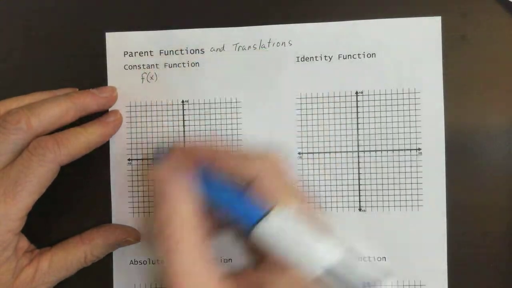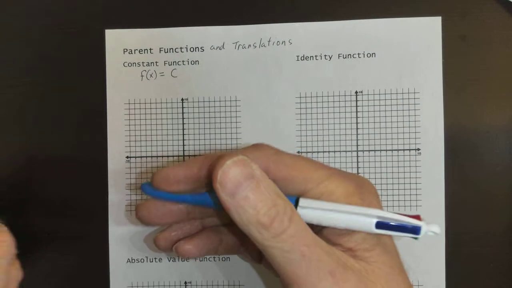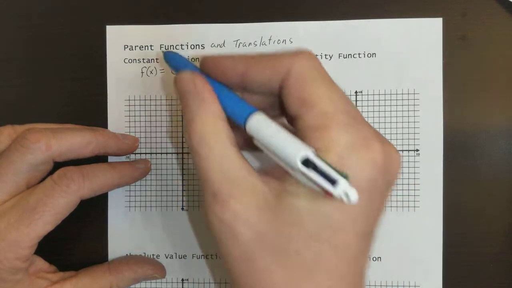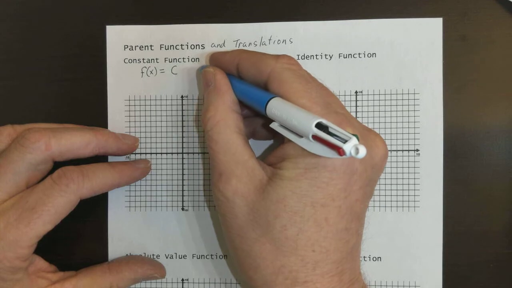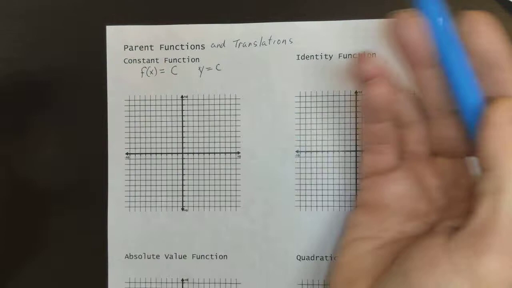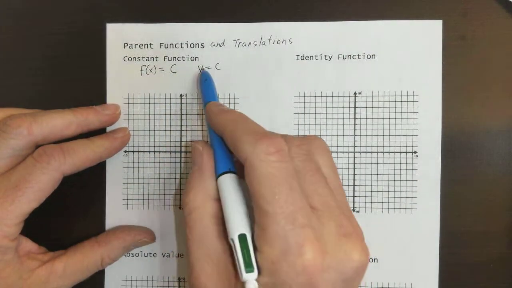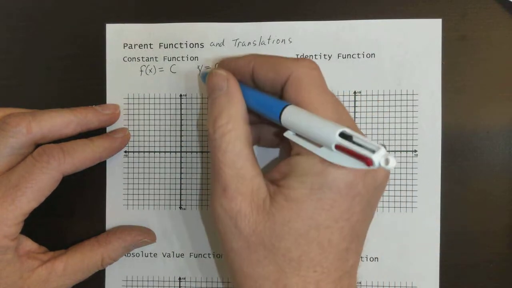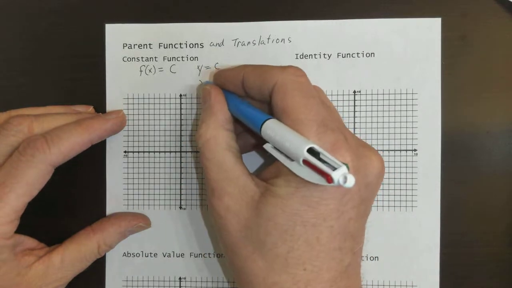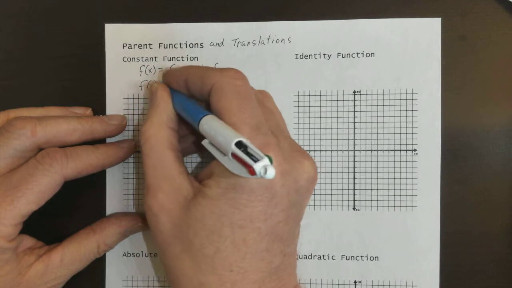If our function is f of x equals c, where c is just some number, not a variable, any real number that could be put there. Another way to write it is y equals c. They're the same thing, equivalent ways of writing it. Let's say y equals 3, or f of x equals 3.